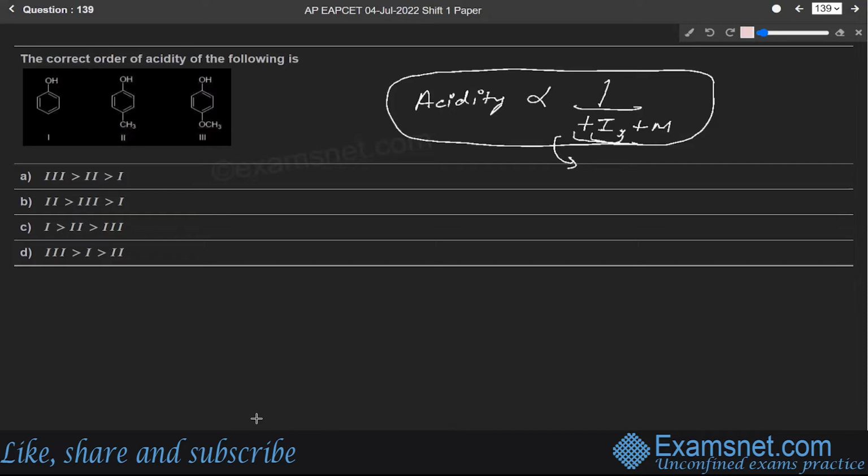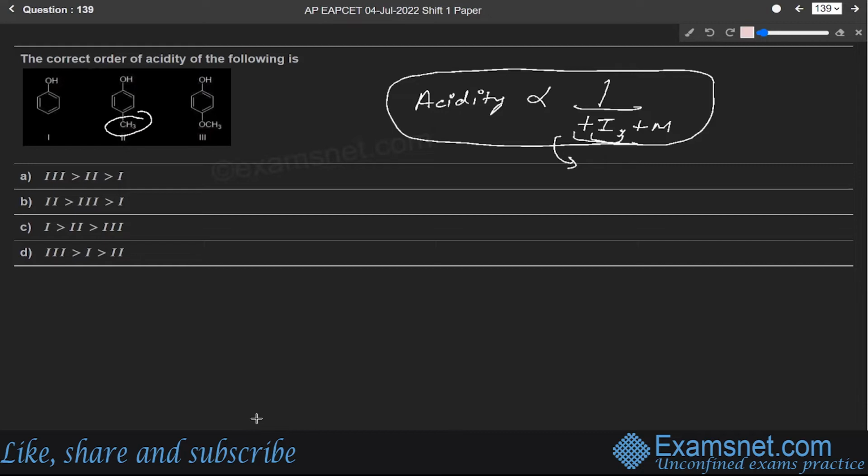Let's talk about the stability of a conjugate base. So when you talk about this CH3, this would show the maximum +I effect, right? So this would show the +I effect more.